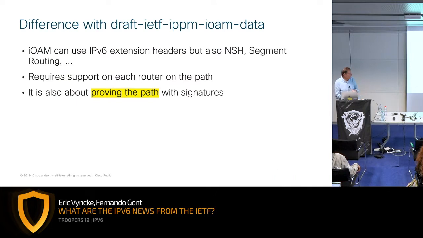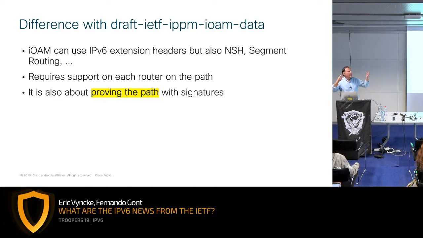So there is another one, IOAM, the in situ OAM, which, hey, Eric, that's the same thing, right? So why are we using two different things to measure performance? But this one is different. The one on the slide, the RFC, is end-to-end. The routers on the path are not managed, they don't care.